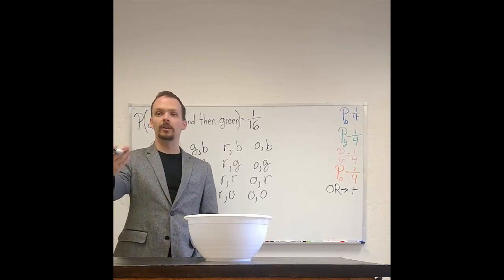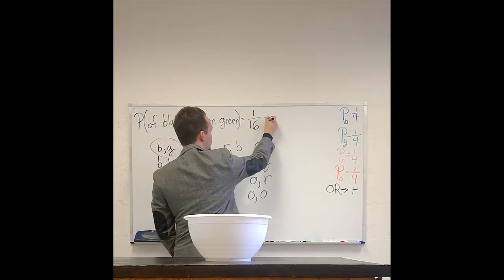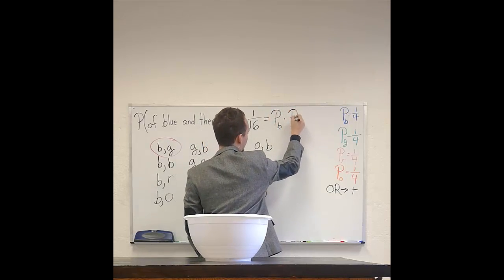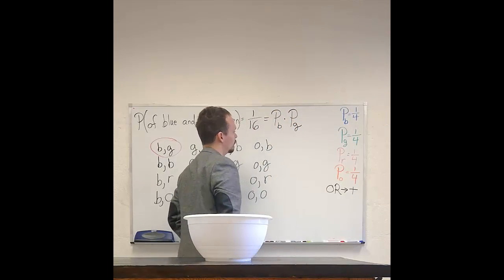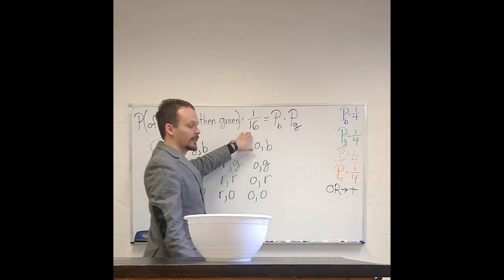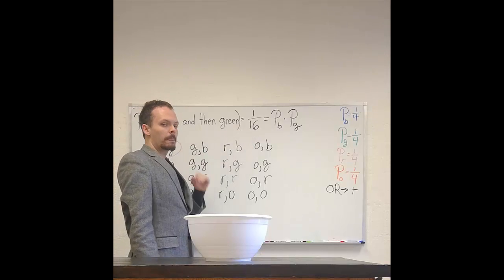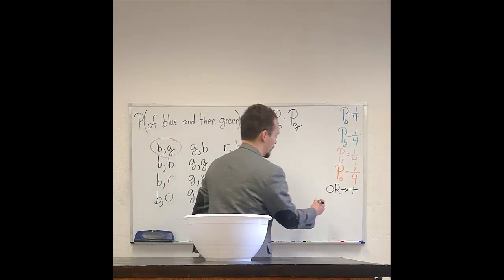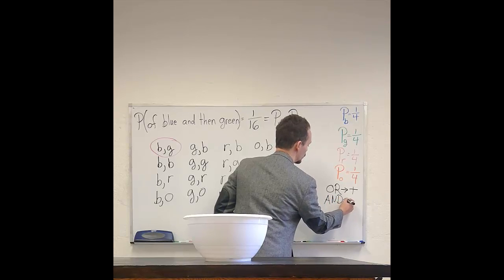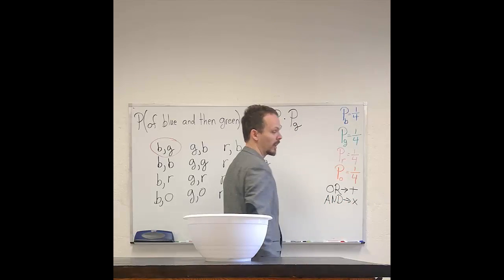Which, again, if we look at it mathematically, seems to be the probability of blue multiplied by the probability of green. 1 out of 4 times 1 out of 4 gives me 1 out of 16. And this is going to be, again, very common. When you hear the word "and," you should think to multiply.